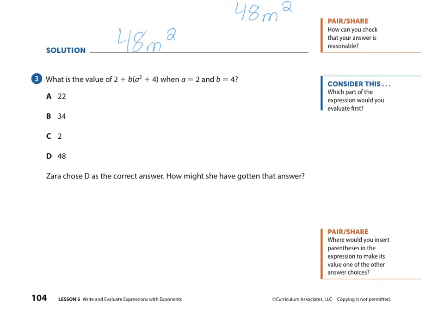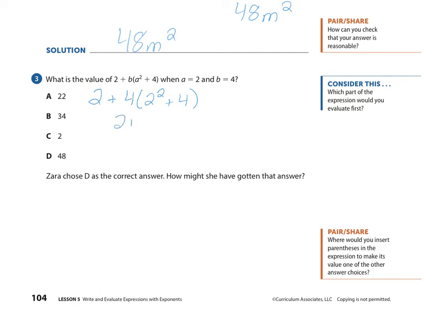Number 3, what is the value of 2 plus b times the quantity a squared plus 4 when a equals 2 and b equals 4? This is a substitution problem. So we're going to go 2 plus 4 times the quantity, being the parentheses, plus 4. That looks like that.